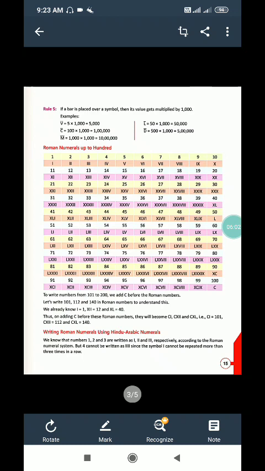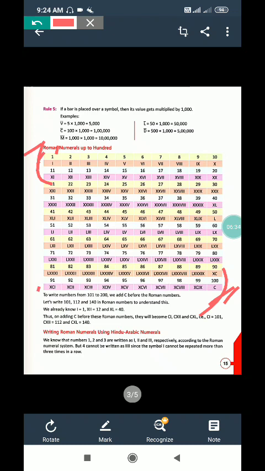Now you have to learn this table. Just learn it. Roman numerals up to 100. It is written in Hindu-Arabic and Roman also. So the value of 1 is I in Roman numerals. Similarly, the value of 100 is C, as we know. So you have to learn this whole table. Now we will move to here.